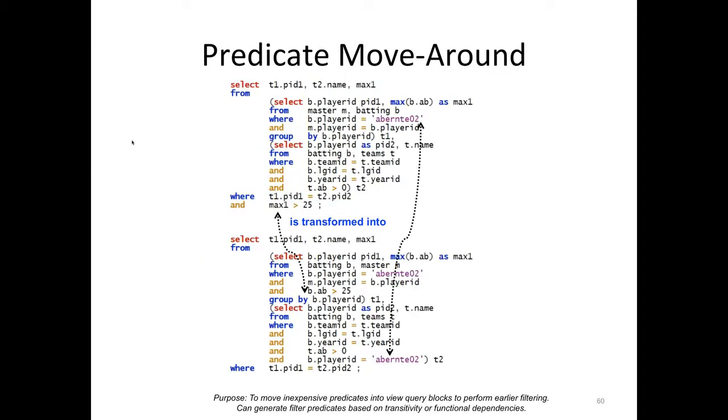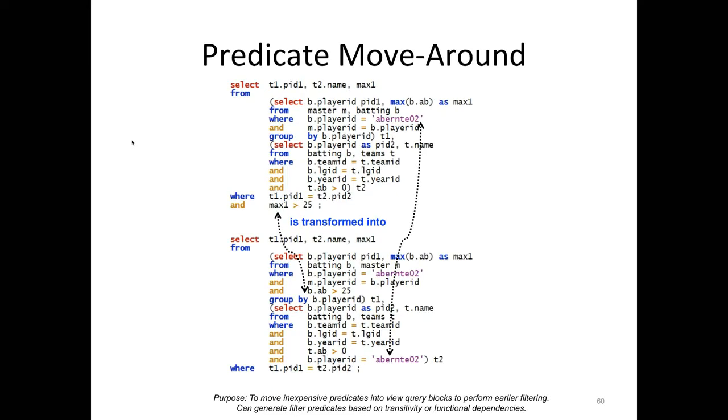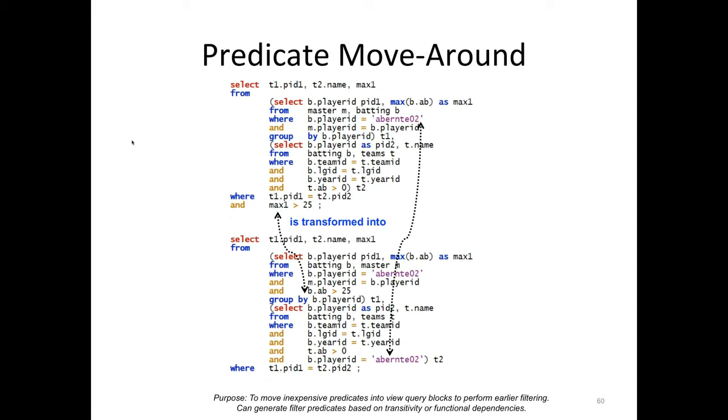With predicate move around, this allows the optimizer to take a predicate from the outside, let's say where the max is greater than 25. It doesn't want to wait until the very last part of the plan to do that, but rather it moves it into that inner select. See that first select? If you transform it to pull that up sooner, that means that that portion of the query plan will deal with fewer rows.